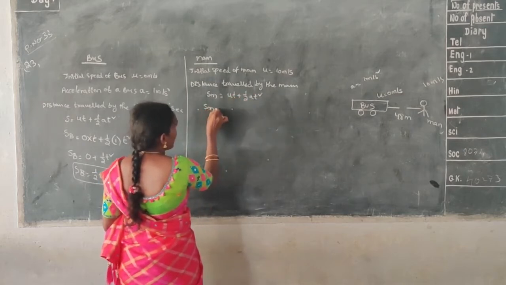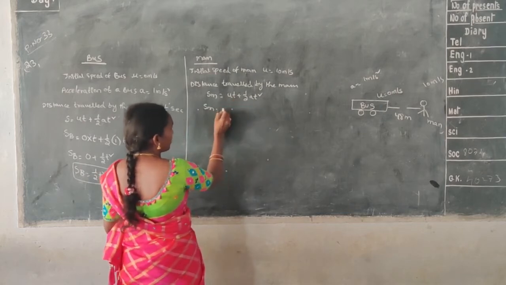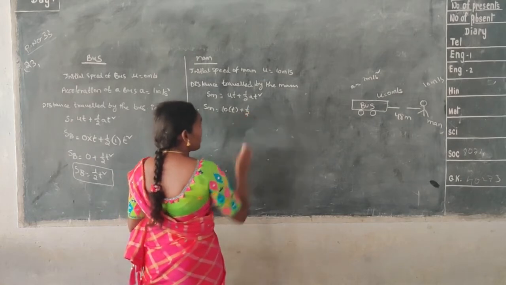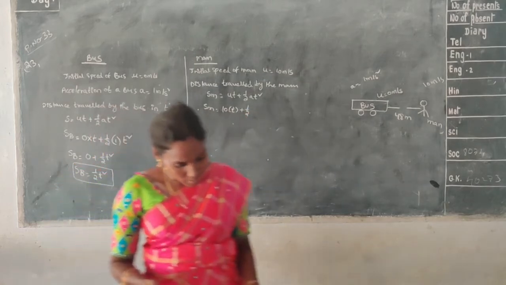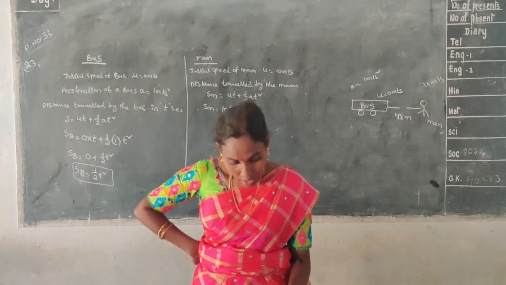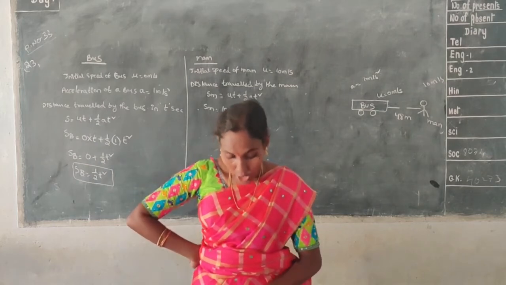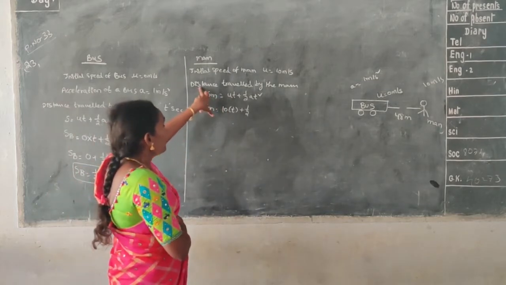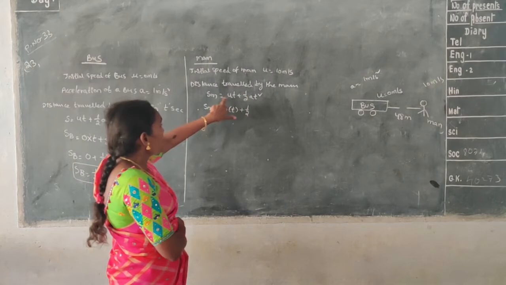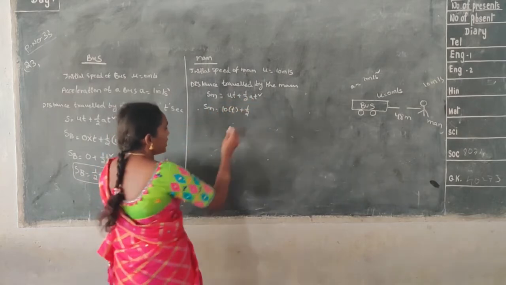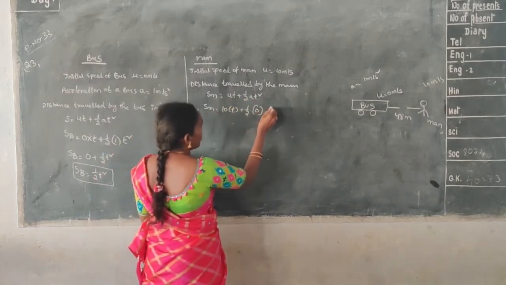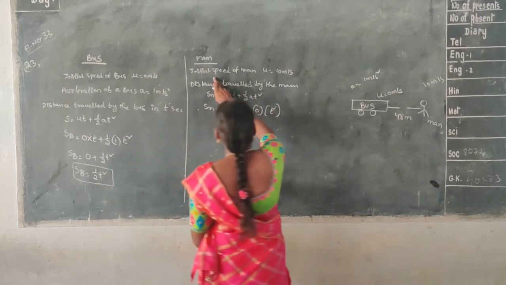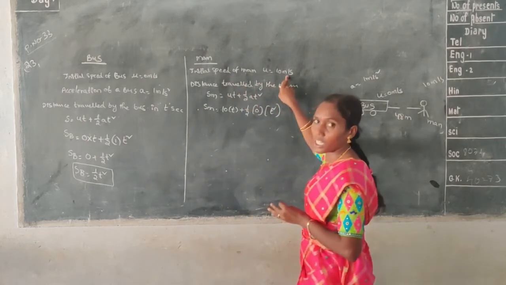Here S man is equal to ut, which means 10 into t, plus half into a. Here the man is running with a uniform velocity of 10 meter per second. Distance travelled by the man, Sm, is equal to ut plus half a t square. In this one the acceleration becomes 0. That means the man is moving with a uniform velocity.